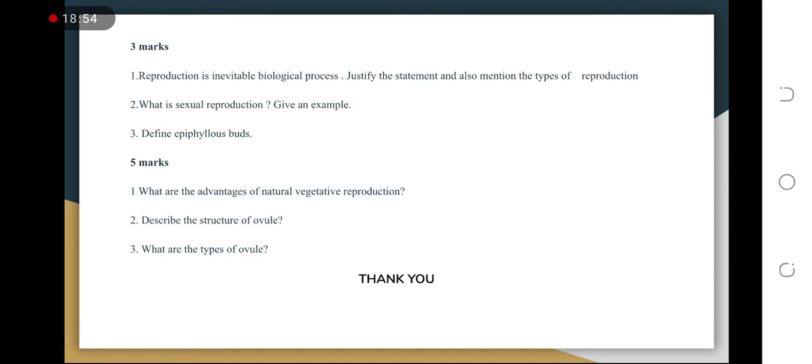3 more questions. Reproduction is an inevitable biological process. Justify the statement and also mention the types of reproduction. What is sexual reproduction? Give an example. Define epiphyllous buds. 5 more questions. What are the advantages of natural vegetative reproduction? Describe the structure of ovule. What are the types of ovule?